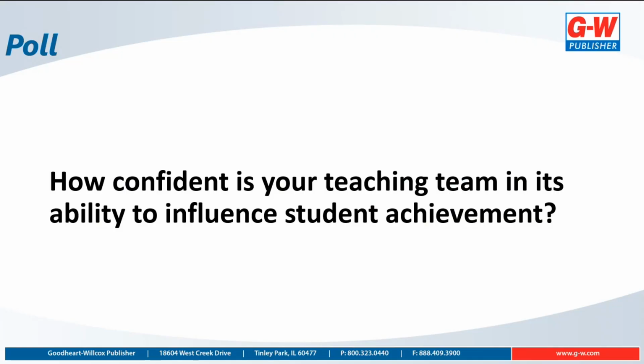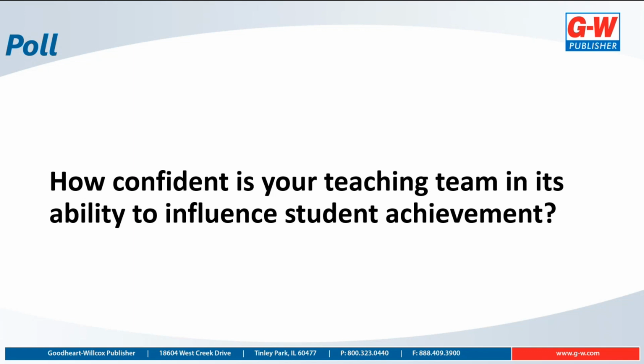So right off the bat, I'm going to pop up a poll. You're going to see a poll pop up on your screen in just a moment. Might be over where the chat is. And it's going to ask you, how confident is your teaching team in its ability to influence student achievement? So you're going to have numbers 1 through 5 to select. 1 is not confident at all, and 5 is your teaching team is extremely confident in its ability to influence student achievement. Where do you fall on the number chart from 1 to 5 in your confidence?